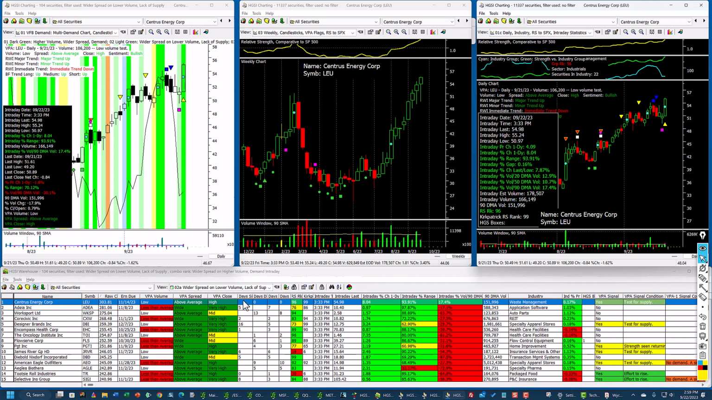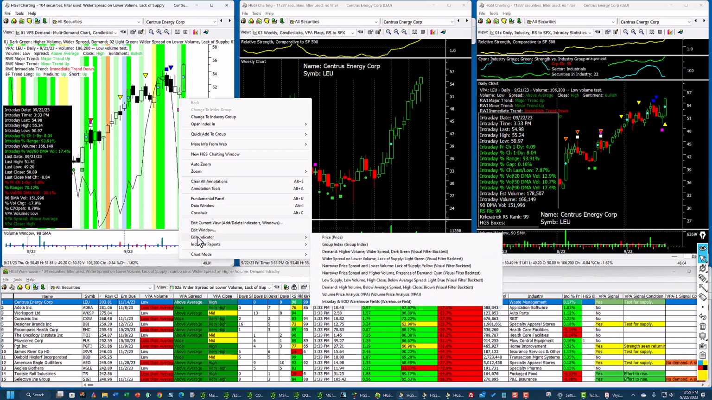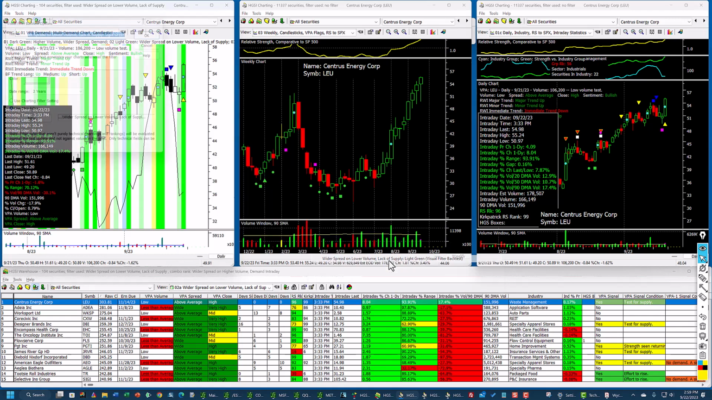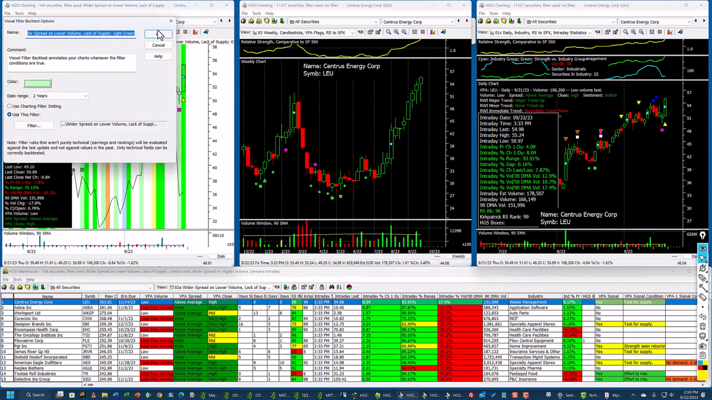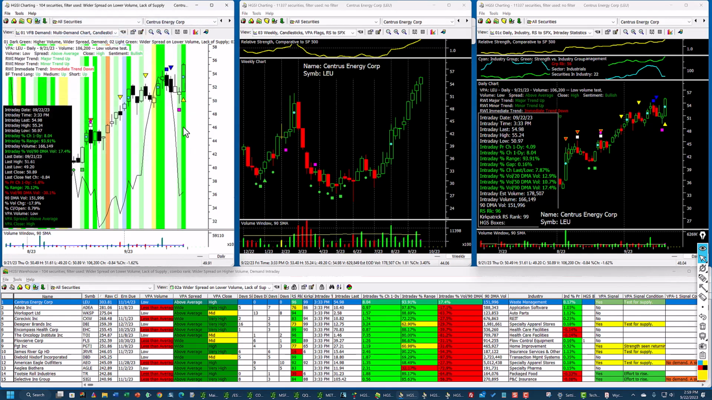tells us that the green bar here, once again, you go to edit the indicator if you want to know what it is. Lower volume, lack of supply, light green bar. And here it is. That's where the filter's attached to it. So it's just a nice visual. And then when you combine this with the VPA flags, you show me another program that can do this. I just don't think it's possible.